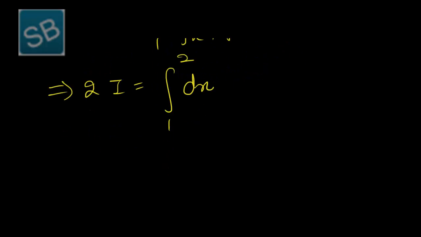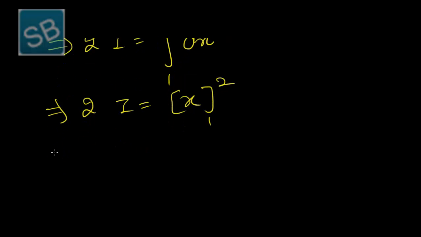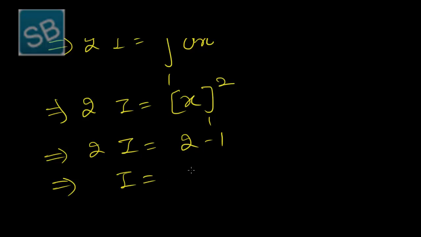So from here we get x ranging from 1 to 2. So we get 2I = 2 - 1. So we get I = 1/2. So the value of that integral by using theorem 3.2 is one half.